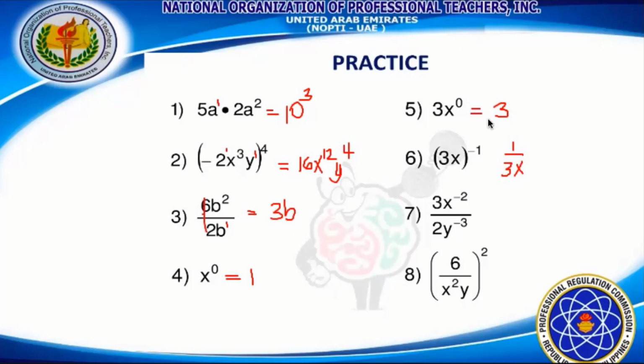Anong sagot sa number 7? Itong may-ari ng negative na yan, ilagay mo sa taas. Tapos, ito din, ilagay mo naman siya sa baba. Pagbaliktarin mo lang. So, magiging 3y cube over 2x square. 3y cube over 2x square. Are you still following?